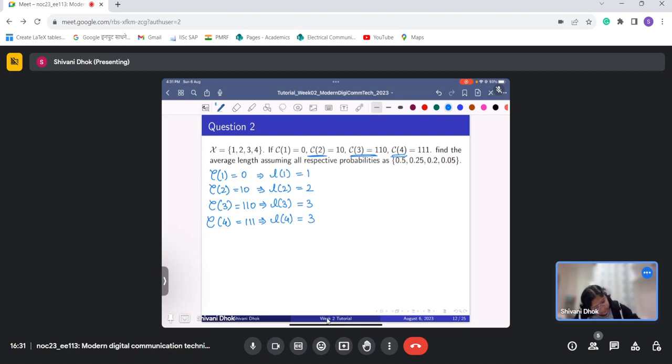So what we have been given here is the probability of occurrence of 1 is 0.5, probability of occurrence of 2 is 0.25, probability of occurrence of 3 is 0.2, and probability of occurrence of 4 is 0.05. And what do we need to do? We need to find the average length of this code word.